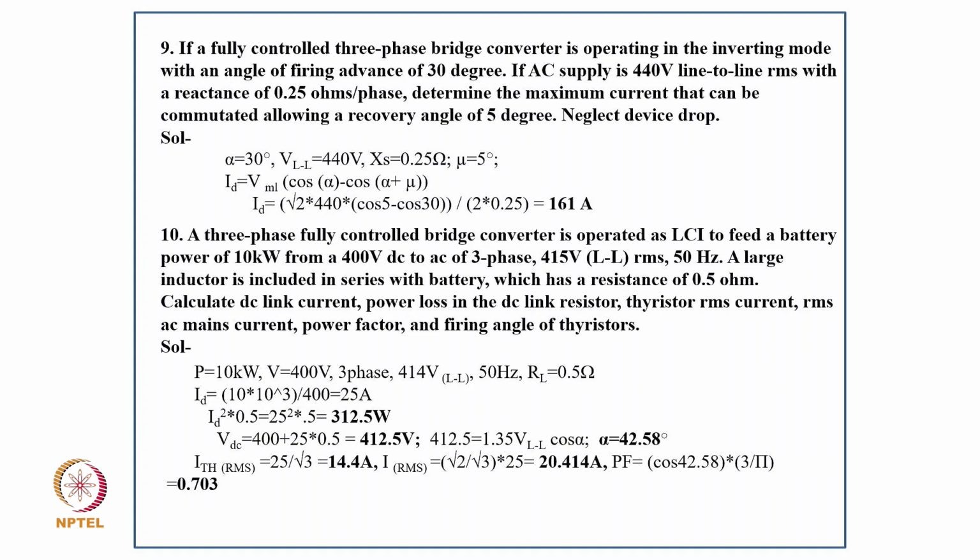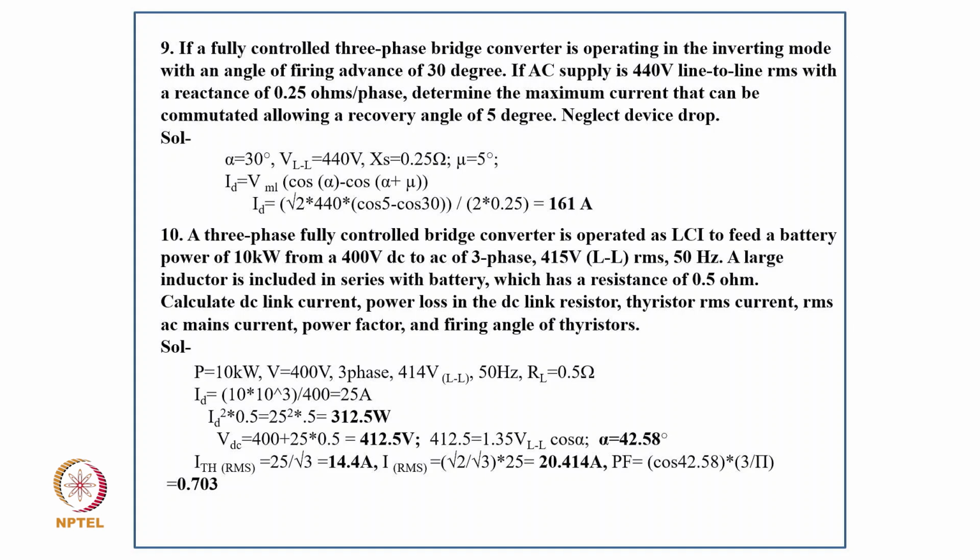Coming to numerical problem 9. If a fully controlled 3-phase thyristor bridge is operating in the inverting mode with an angle of firing advance of 30 degree, the supply voltage is 400 volt line to line RMS and the source reactance is 0.25 ohm per phase, determine the maximum current that can be commutated allowing the required 5 degree margin angle. So alpha equal to 30, VLL 400, XS 0.25 and mu equal to 5, so ID equal to VM times cos alpha minus cos alpha plus mu, and putting in the values, ID comes to 161 ampere.